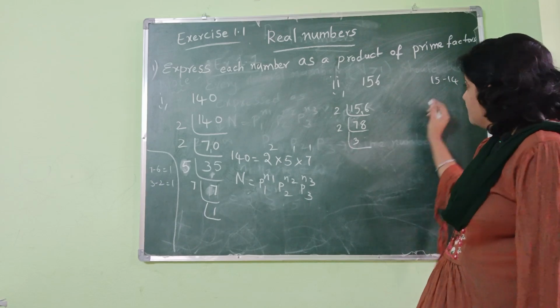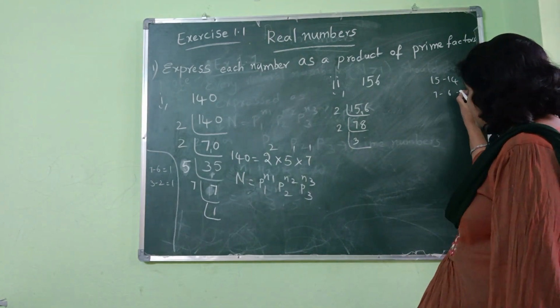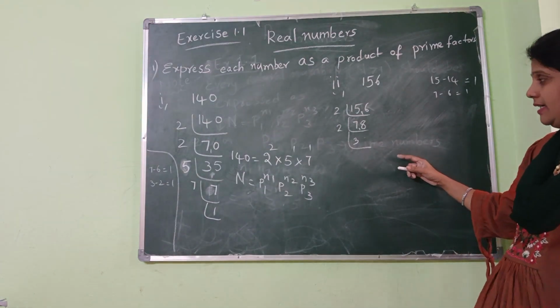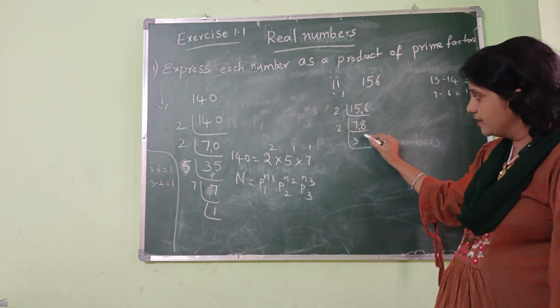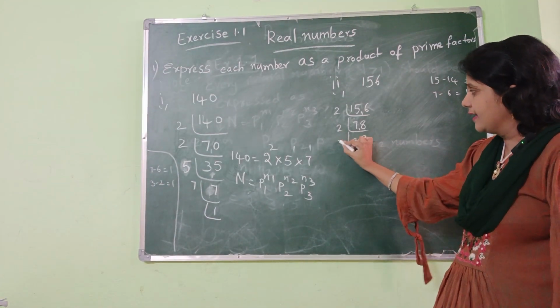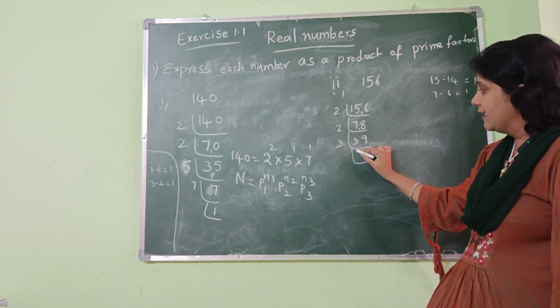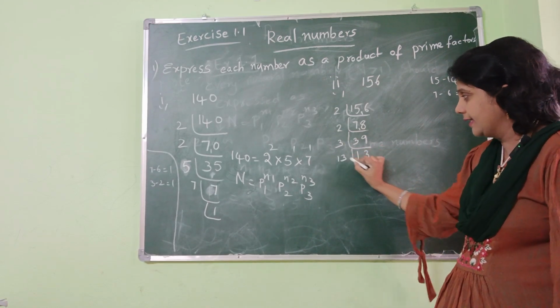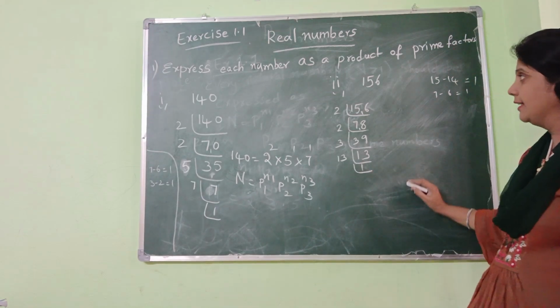2 threes are 6. But here it is 7. 7 minus 6 is 1. So I am writing 1 here. So it will become 18. In the 2 table, 18, how many times? 9 times. Okay. Next, in the 3 table, 3 ones are 3 and 3 threes are 9. And 13 will go only in the 13 table. So 13 ones are 13.